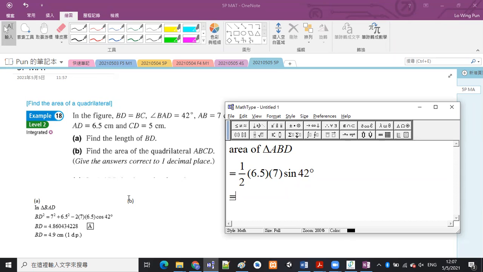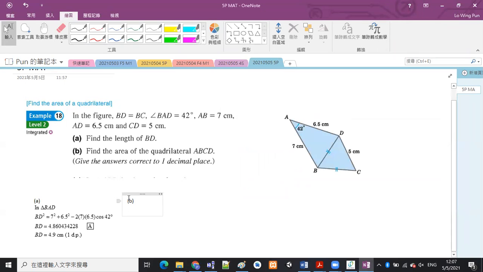Can we use base times height divided by 2 in triangle ABD? If we use 7 cm to be the base, then the height should be found using extra steps. This will be the height. If you use 6.5 to be the base, then you need to find this height. It is not found yet, right? Use this to be the base, then you need to find this height. It's not ready to use this formula.